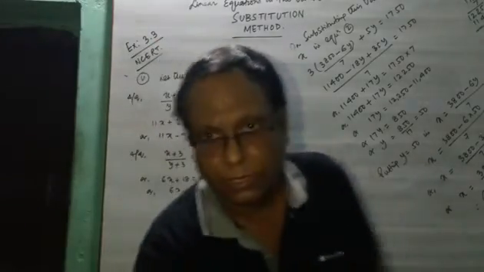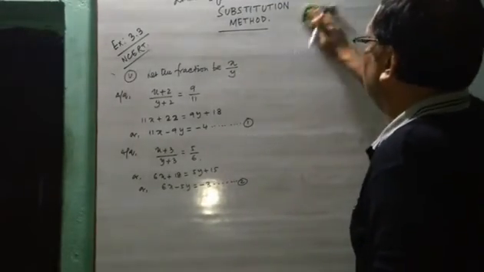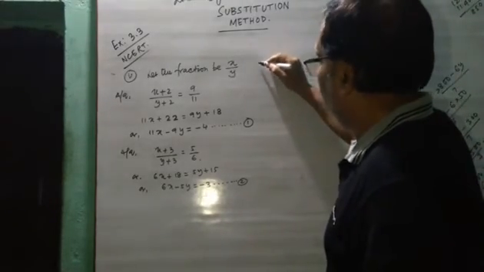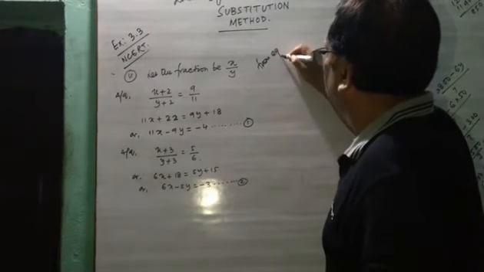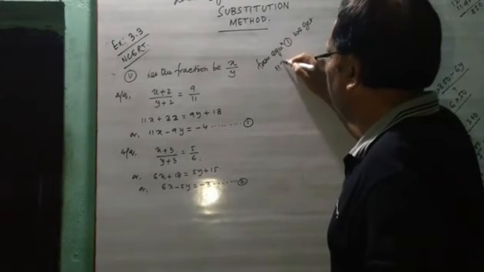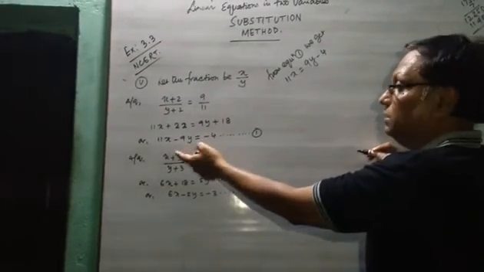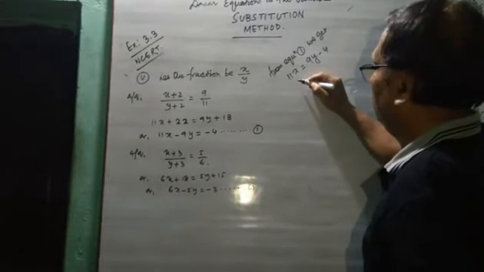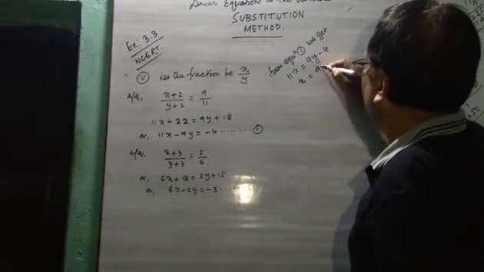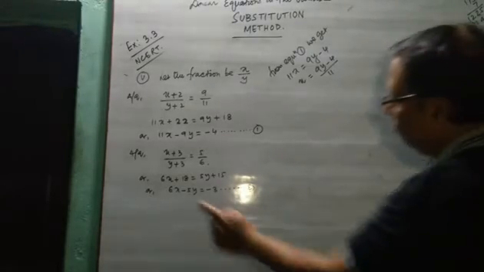You have got equation number 1, you have got equation number 2. Now by using the substitution method, we can find out the value of x and y. So from equation 1 we get 11x is equal to 9y minus 4, and x equals 9y minus 4 by 11. And now we will substitute this value in equation number 2.